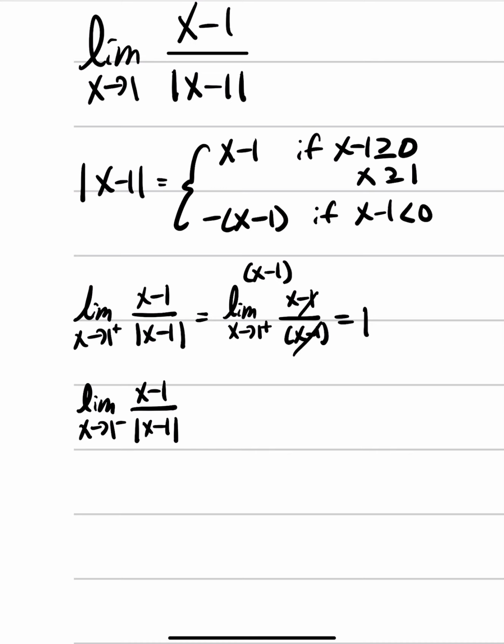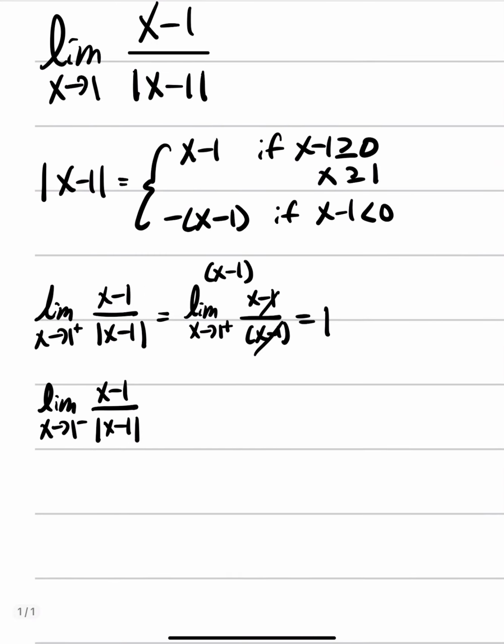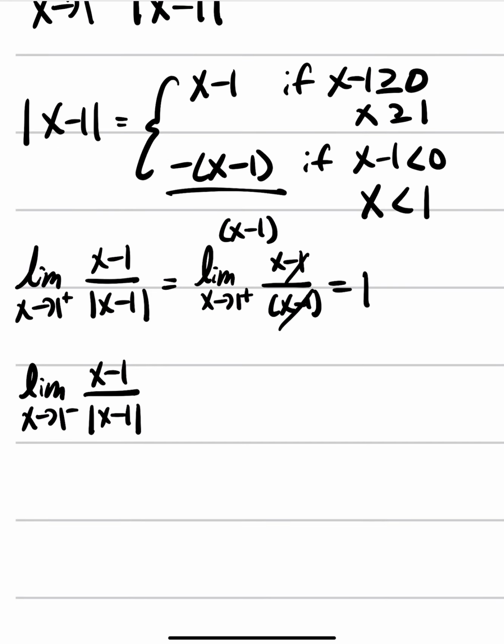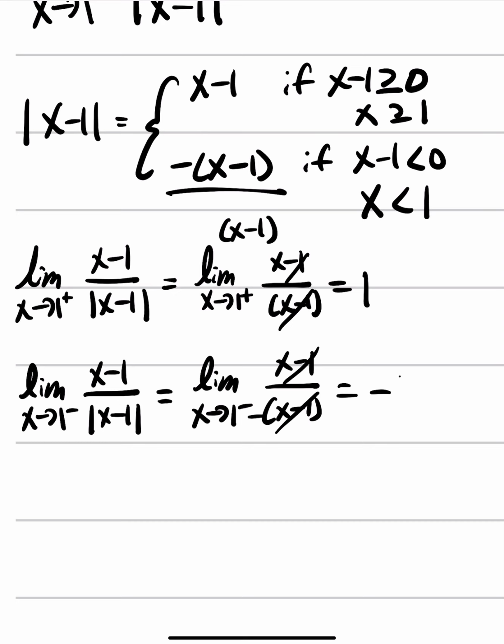Well, if you go back to the piecewise function, we have to use this as a denominator if the x is smaller than 1. And since the x is approaching the number 1 from the left side, it's going to be smaller than 1. It's going to be really close to 1, like 0.99999, but it's never going to be 1, right? So this is equal to, we have to rewrite it. And when it cancels out, it's going to be negative 1.